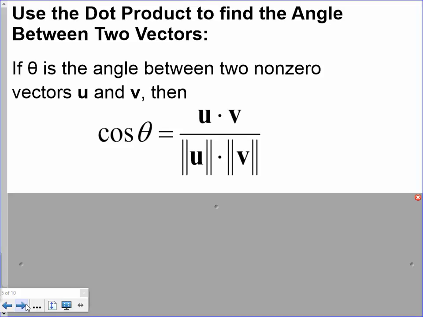Now, here are some ways that we can use dot products. So this is an application for a dot product. We're going to use the dot product to find the angle between two vectors. I'll give you a minute to write that down.